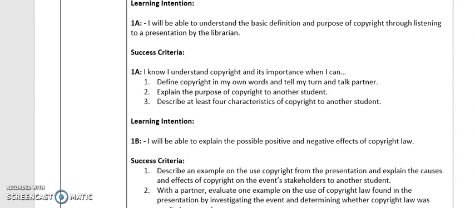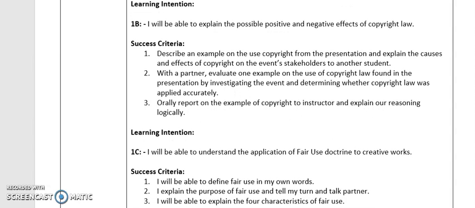1A. I know I understand copyright and its importance when I can: 1. Define copyright in my own words and tell my turn and talk partner. 2. Explain the purpose of copyright to another student. 3. Describe at least 4 characteristics of copyright to another student.